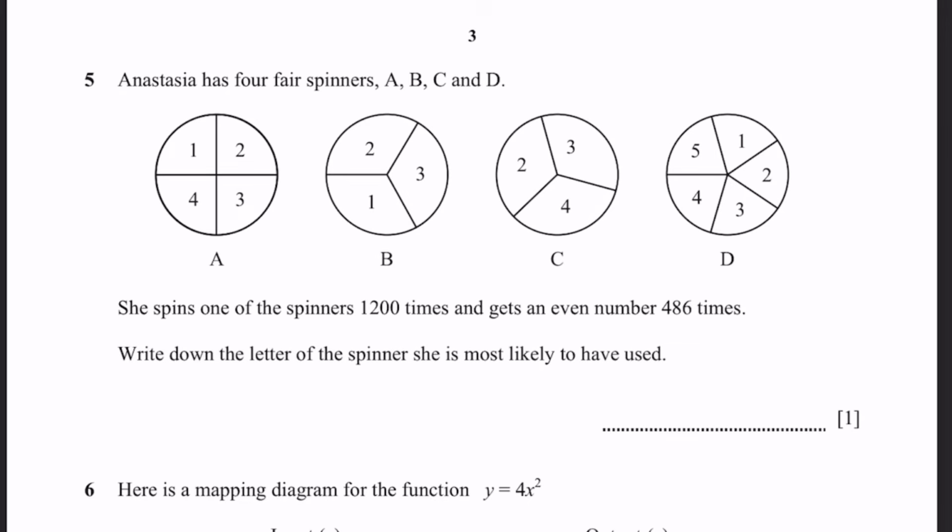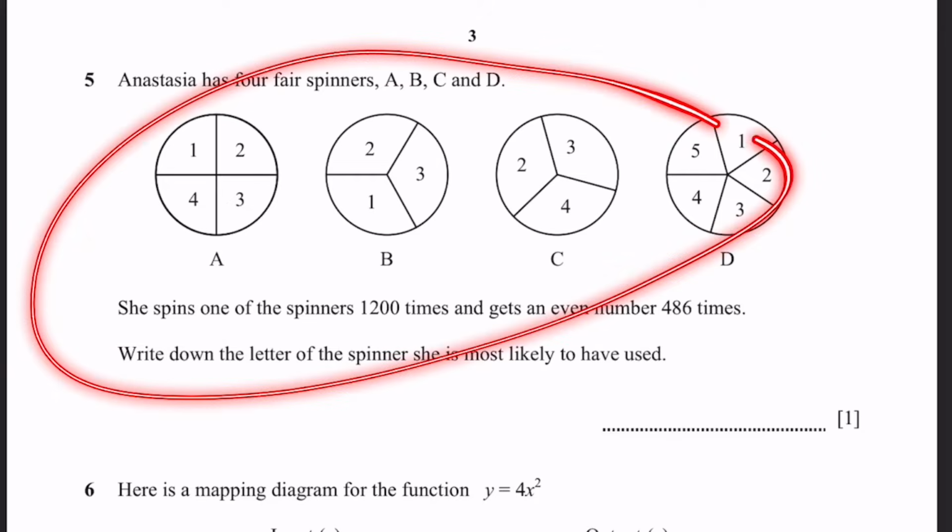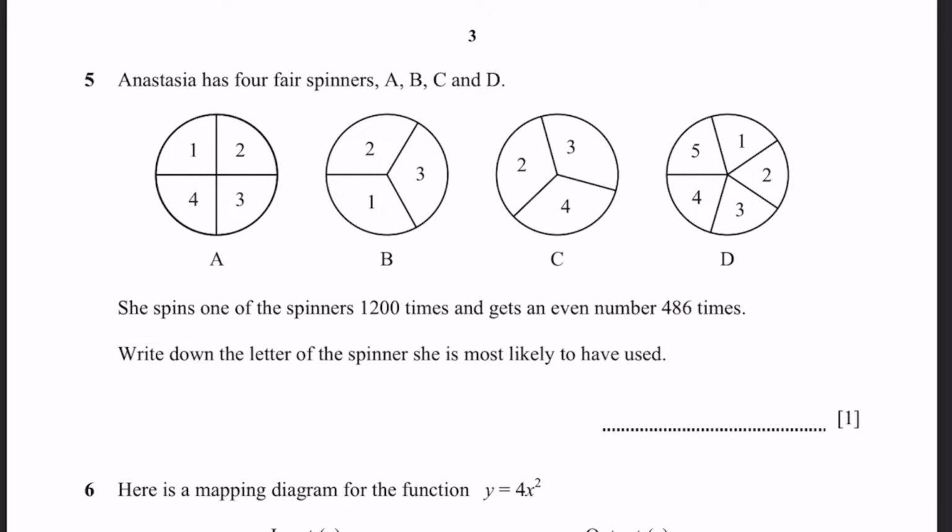Question 5. Anastasia has 4 fair spinners A, B, C, and D. She spins one of the spinners 1200 times and gets an even number 486 times. Write down the letter of the spinner she is most likely to have used. Well, let's find the probabilities of an even number for all 4 spinners. This one is 2 by 4 or 0.5. The spinner B will be 1 by 3 or 0.33. Spinner C will be 2 by 3 or 0.67. And spinner D will be 2 by 5 or 0.4.